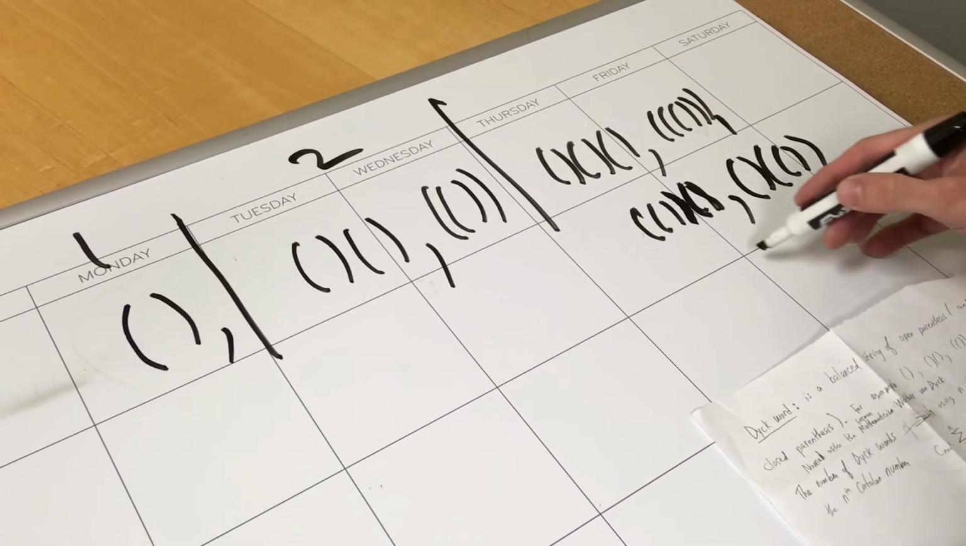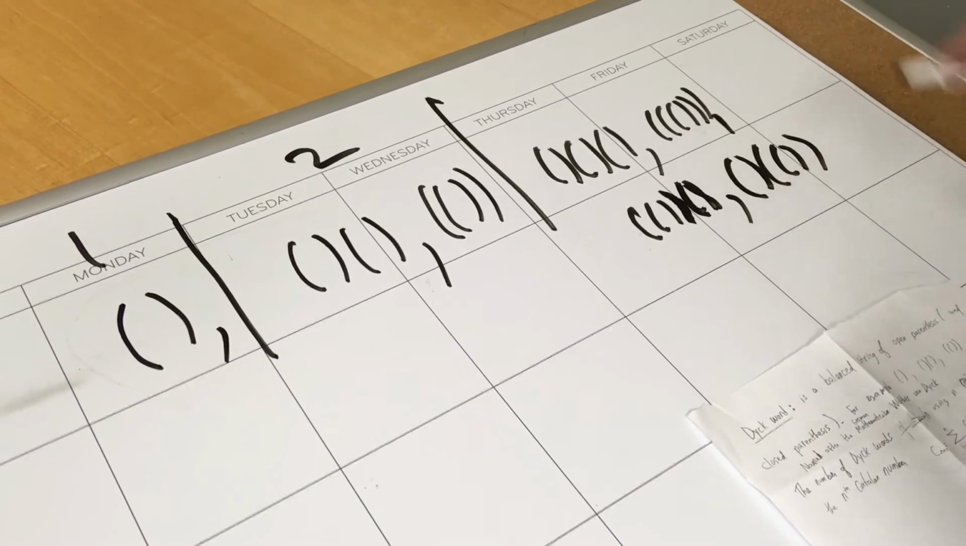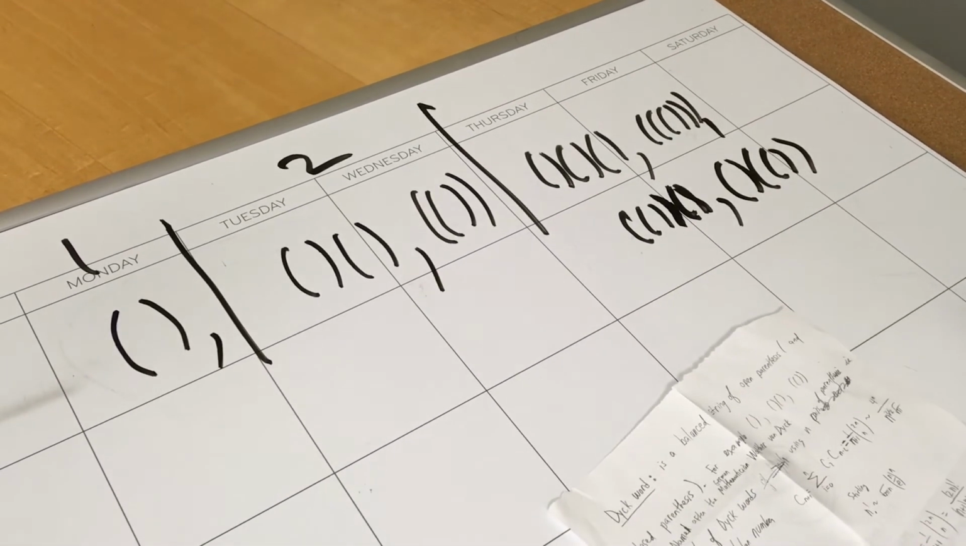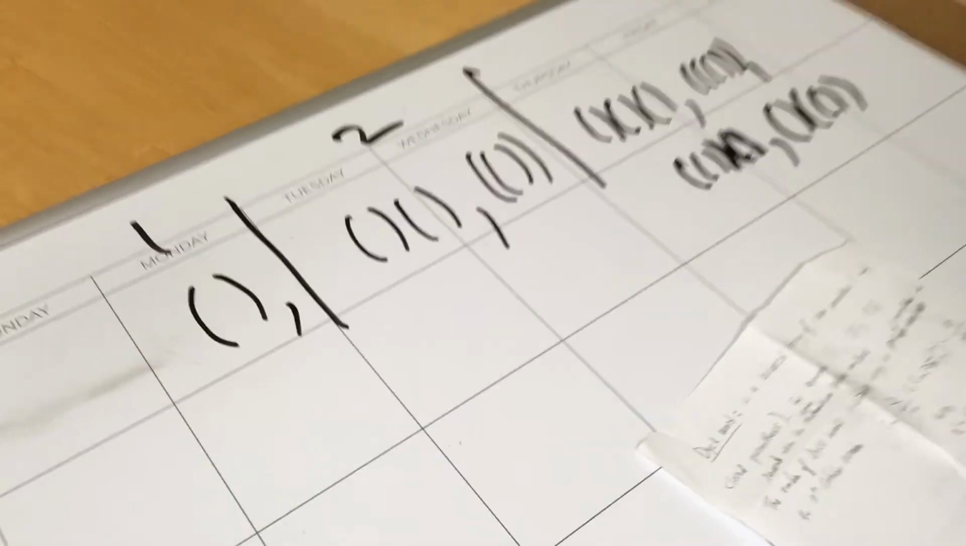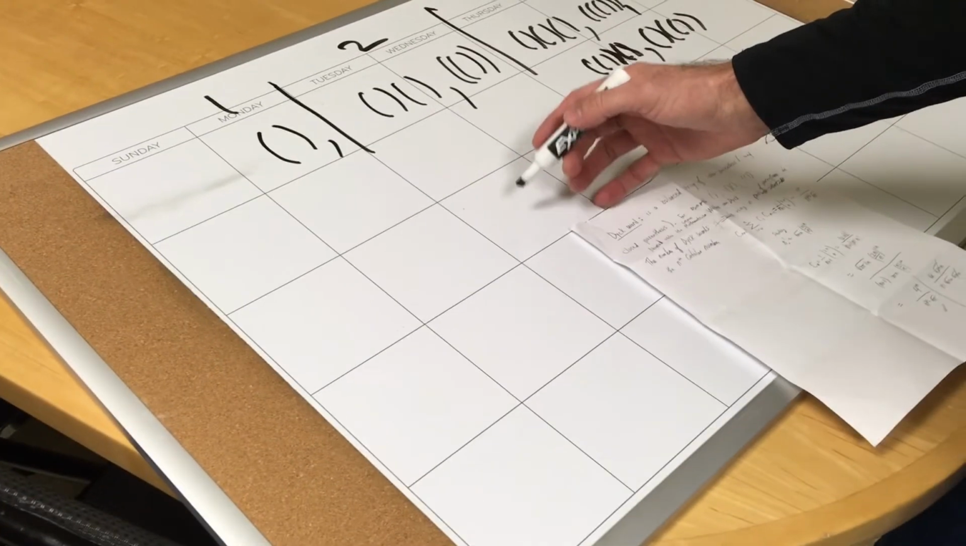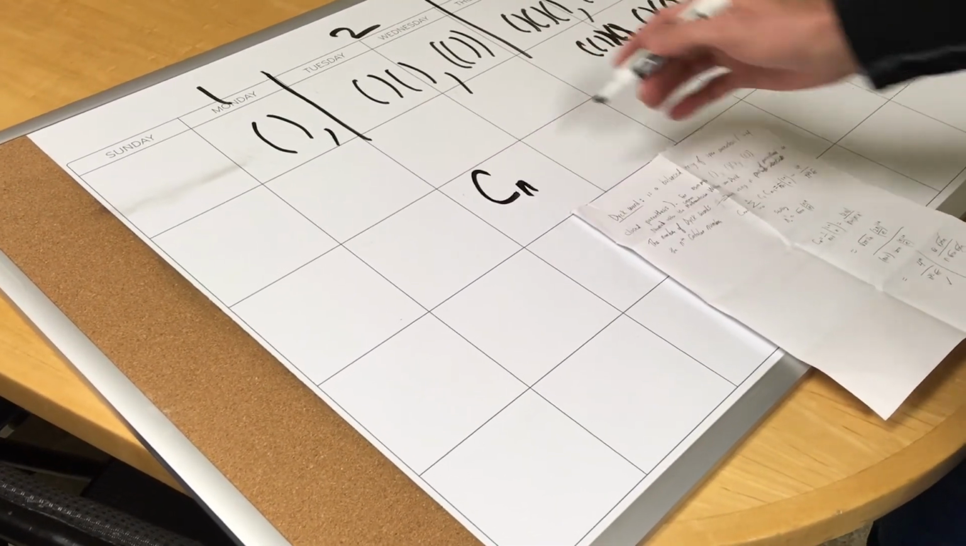Finally, there are 5 of length 3. Anyways, the number of Dyck words of length n is the nth Catalan number.